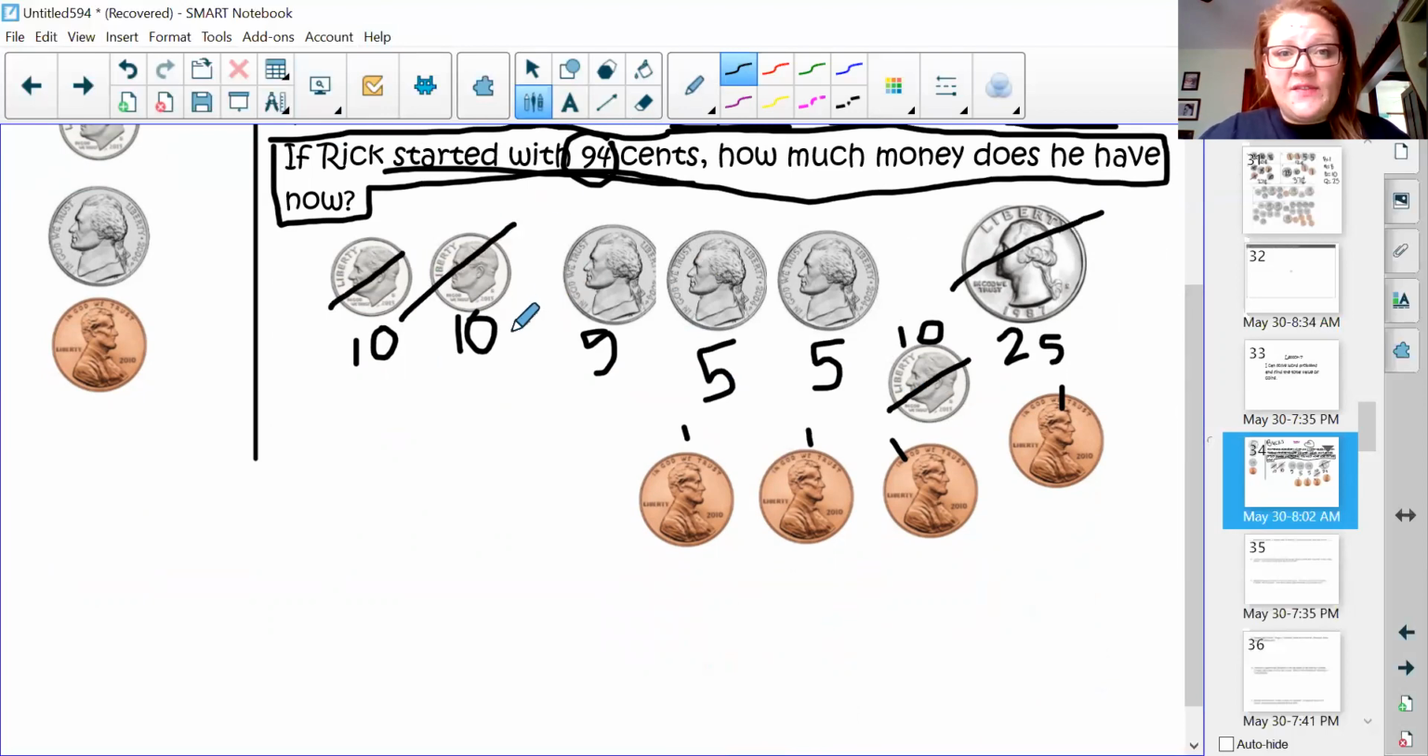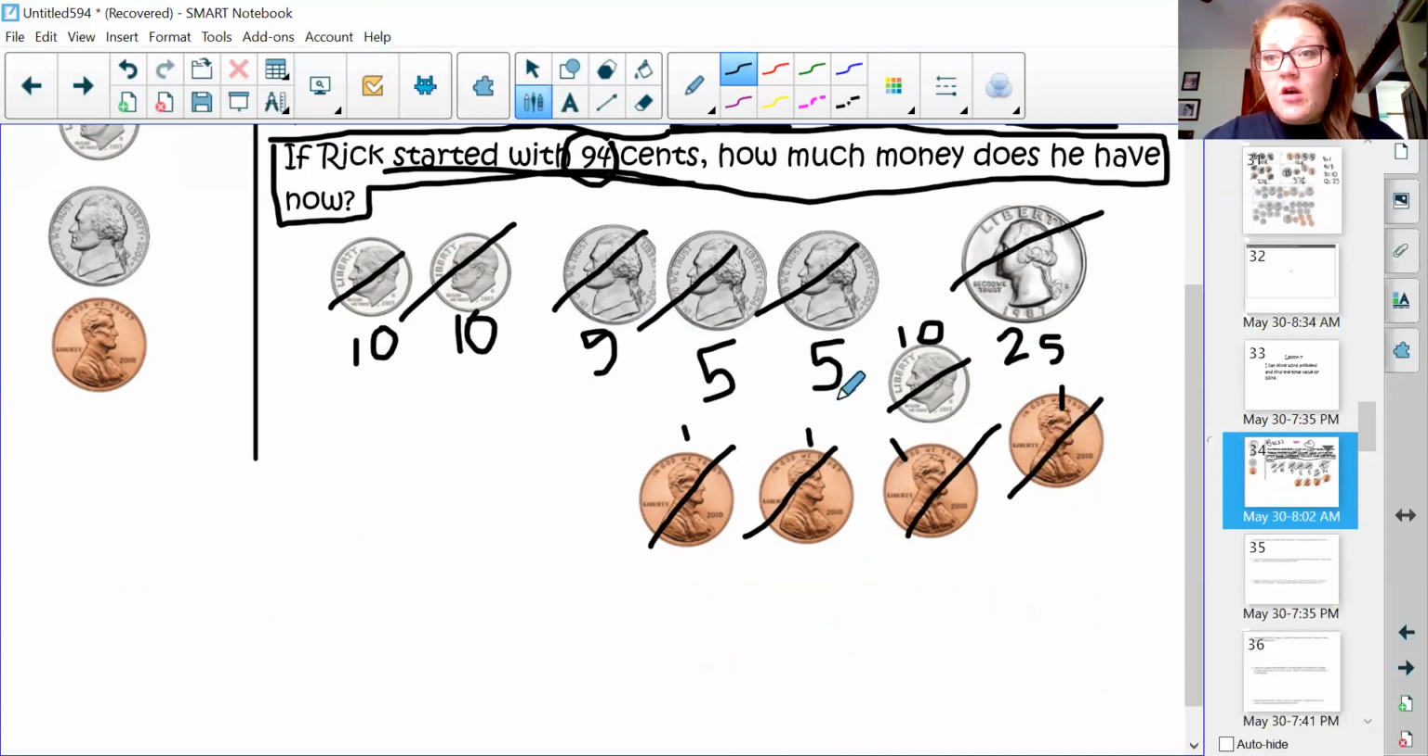Now we're going to count by 5. 55, 60, 65, 70, 71, 72, 73, 74. And I just cross them off. This way I know I've counted them all. So he gave his sister 74 cents. He started with 94 and now he gave away 74. And the question was, how much money does he have now?